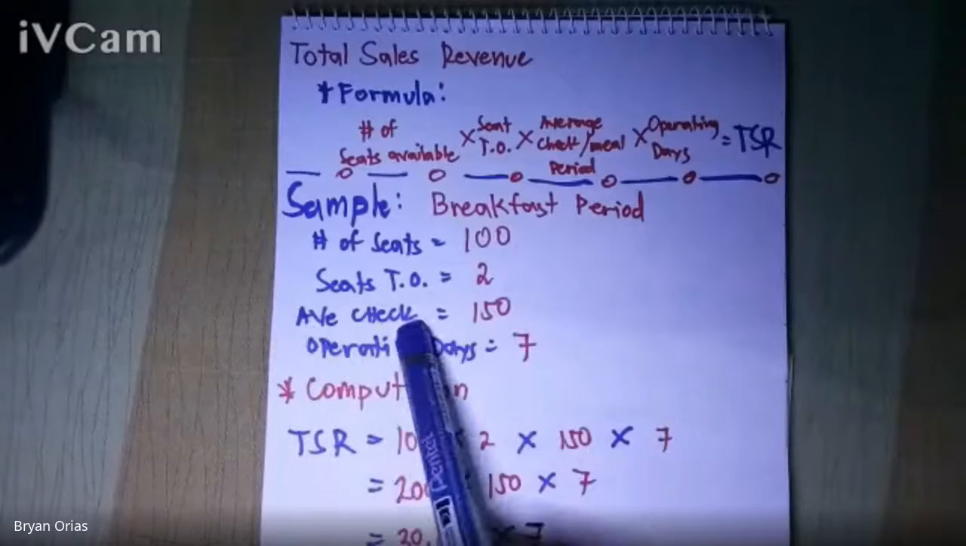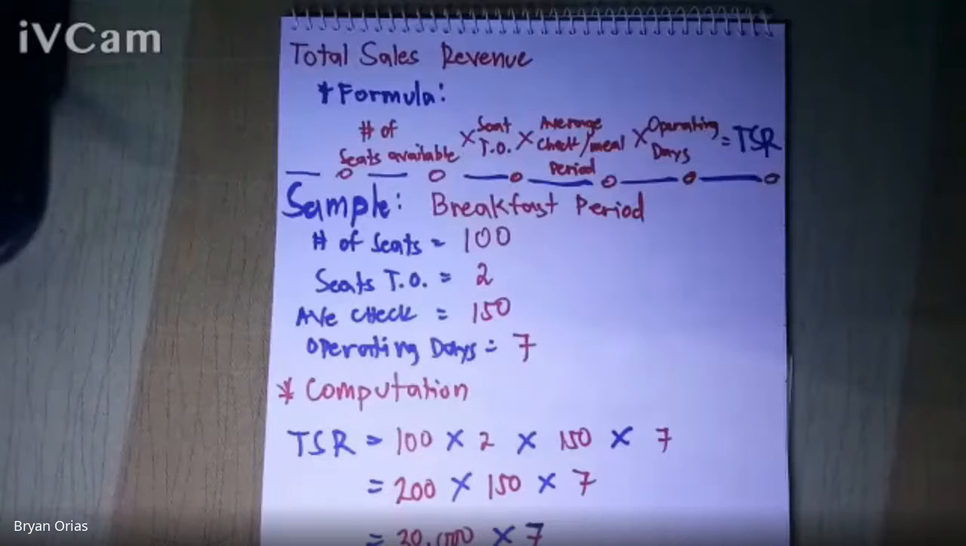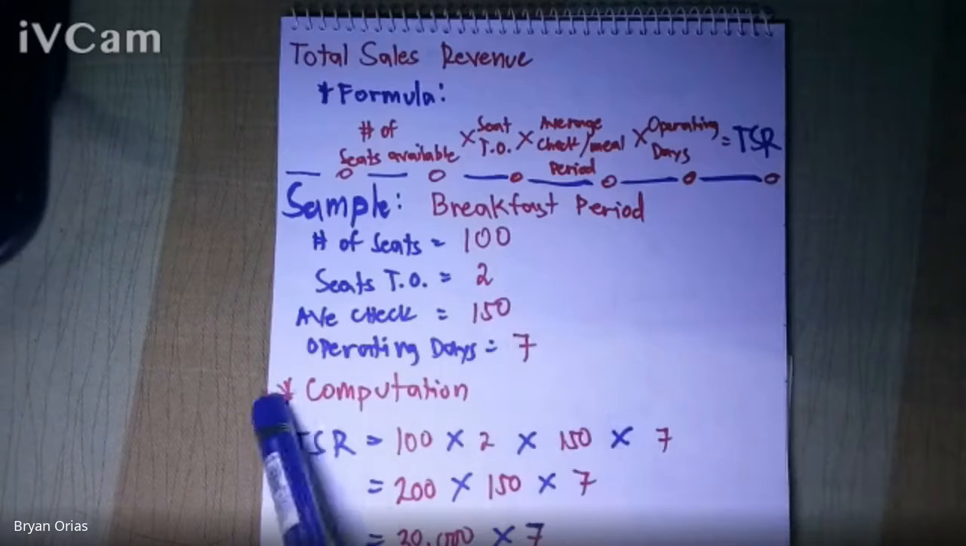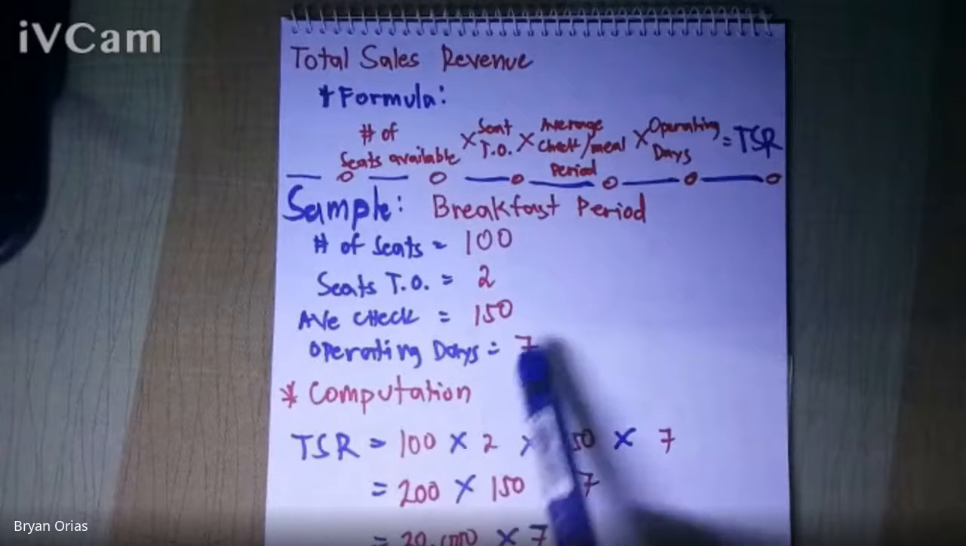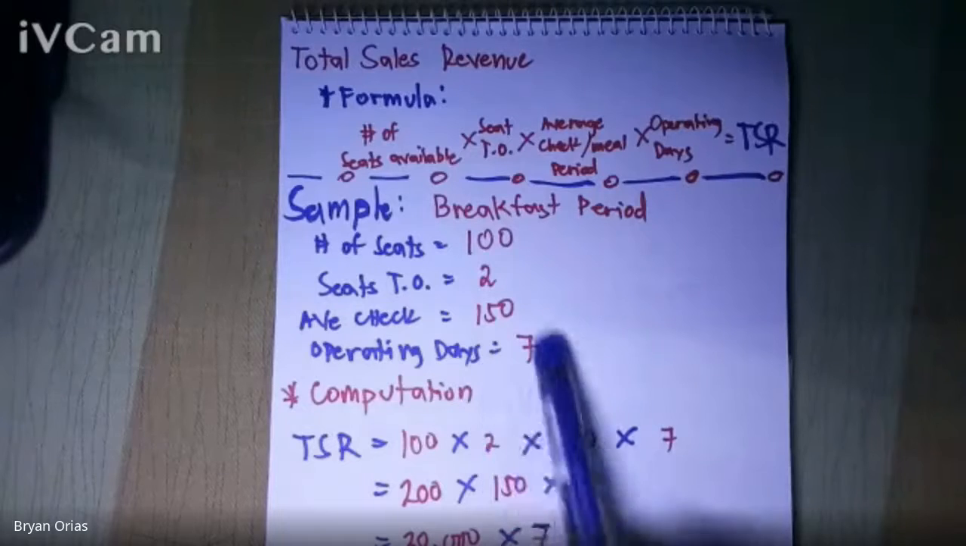So, 100 seating capacity and your seat turnover is 2. Your average check per meal period is 150. Again, average check is the average amount spent by a customer during the time they ate. For example, if 10 customers each spent a different total, we take the average of those 10, which means each customer's average is 150 pesos. Then operating days. Let's say you operated for one week. You're computing on a weekly basis. So 7 days.